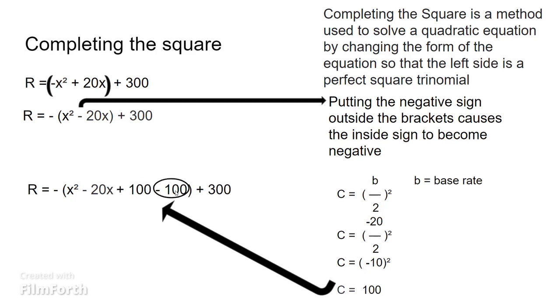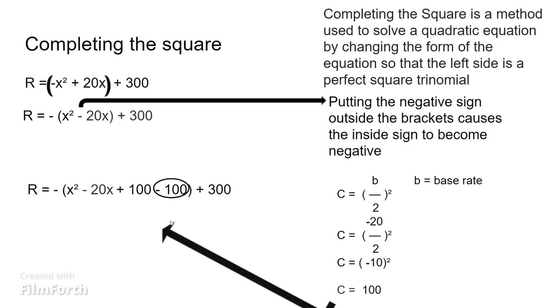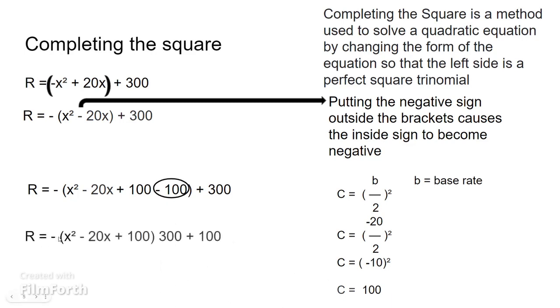But now we've got to simplify this by putting negative 100 outside of the brackets. This would look like this: R equals negative bracket X squared minus 20X plus 100, bracket, 300 plus 100. Now, to simplify this even more, we can take out the squared on the X, which would look like this: R equals negative bracket X minus 10 squared plus 400. That is a more simplified version.